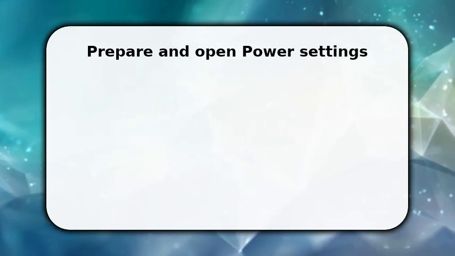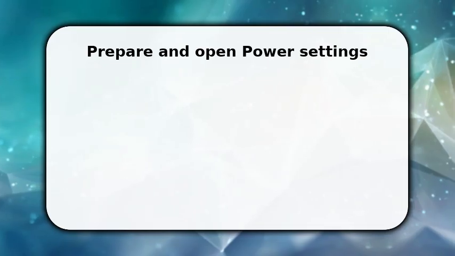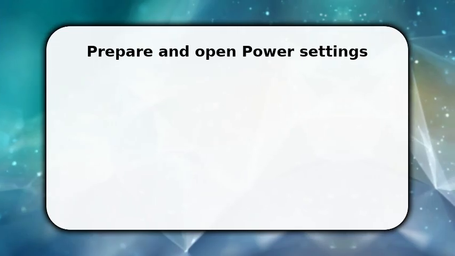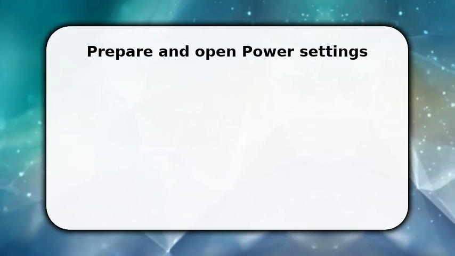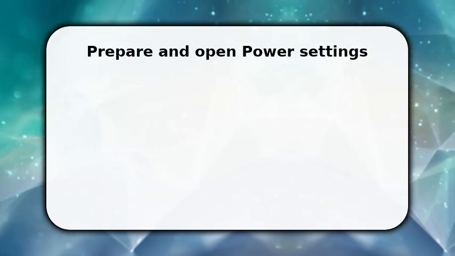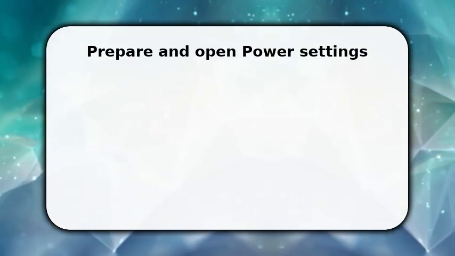Make sure to be signed in with an admin account if prompted, because changing system power settings can require permission. You're now at the main screen that lists power mode, battery saver, and related settings. Proceed to the battery saver section to disable automatic activation.